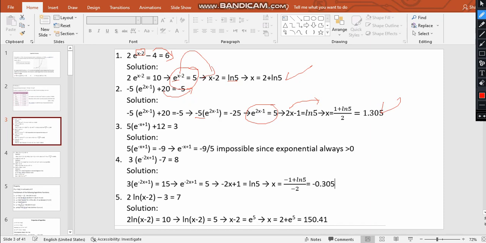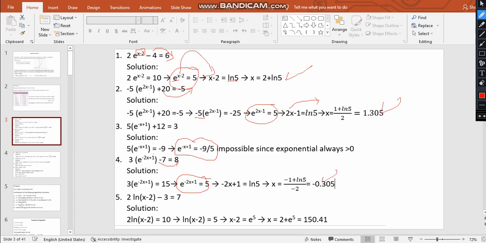Here, if you take this number to the other side, you know that exponential, as we said, can never be negative, so impossible to solve. Exponential equal negative, impossible. Here, you take the minus 7 to the other side, 15 over 3 is 5. So minus 2x plus 1 equal ln 5, and x, this is the answer.